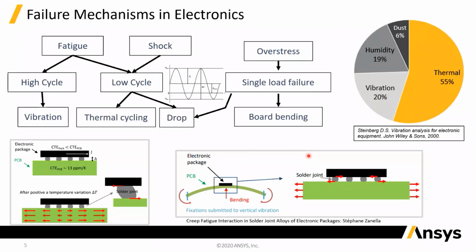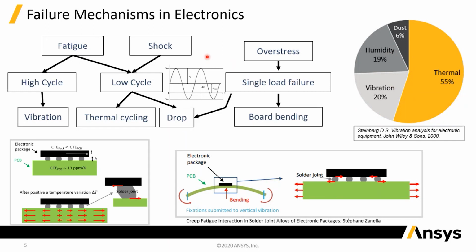Now, when we talk about electronics reliability, we actually deal with some of the failure mechanisms that we typically see in the electronics industry. These are mainly caused by thermal issues, vibration issues, or some kind of humidity and dust environment. Now in Sherlock, we are specifically focusing on two aspects, the thermal and vibration aspects, which cause the majority of the failures in electronics.